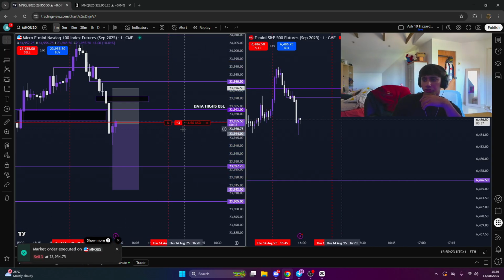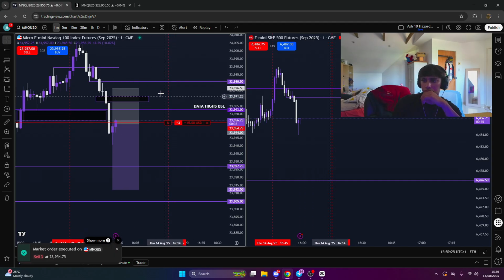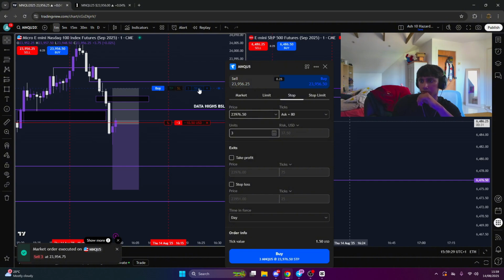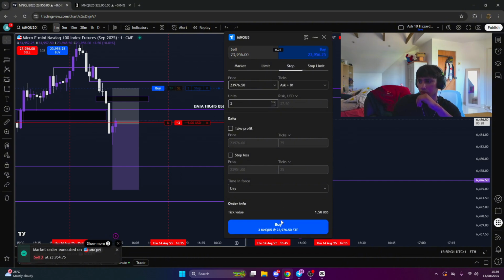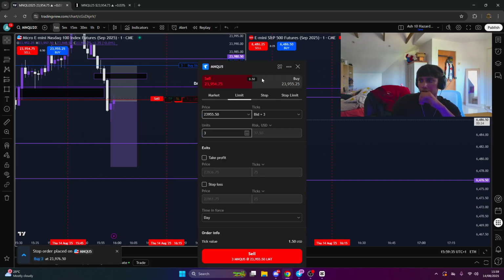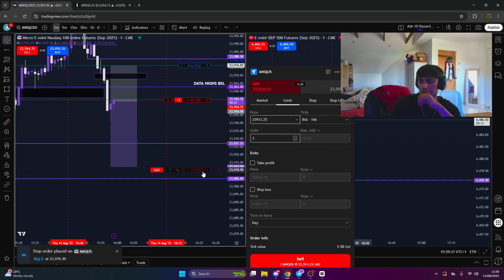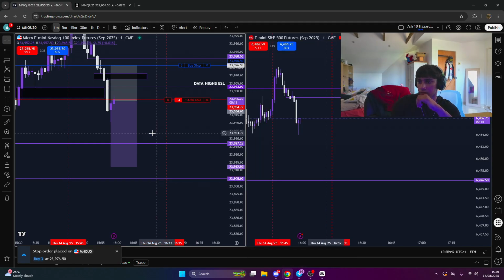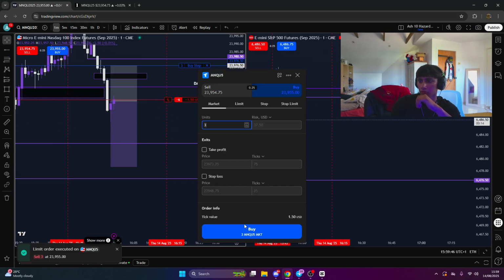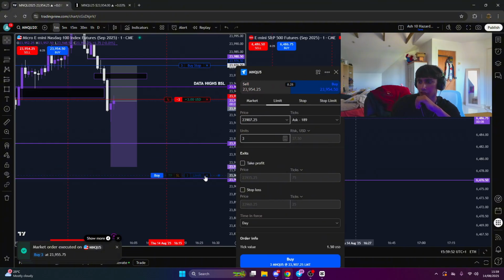There you go, I'm short there. So take shorts off the first presented gap. Got stop at the high, and then TP is going to be at the low for 23905. Oh my god. Yeah.